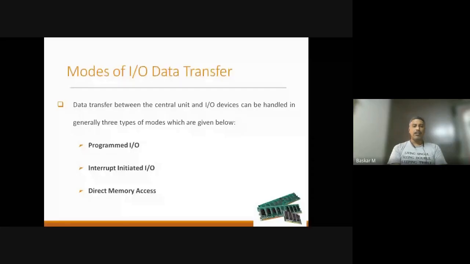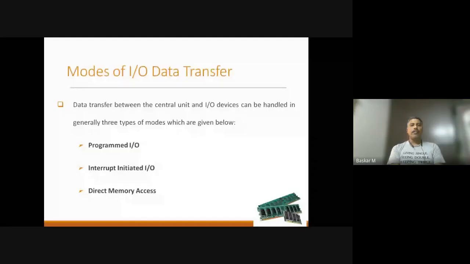Next, we move on to the modes of IO data transfer. What are the different ways we can transfer the data? There are three common modes of data transfer between the processor and IO devices. The data transfer between the central unit, that is the CPU, and IO devices can generally be handled in three modes. The first one is program IO, the second one is interrupt initiated IO, and the third one is direct memory access. These are the three modes of IO data transfer.